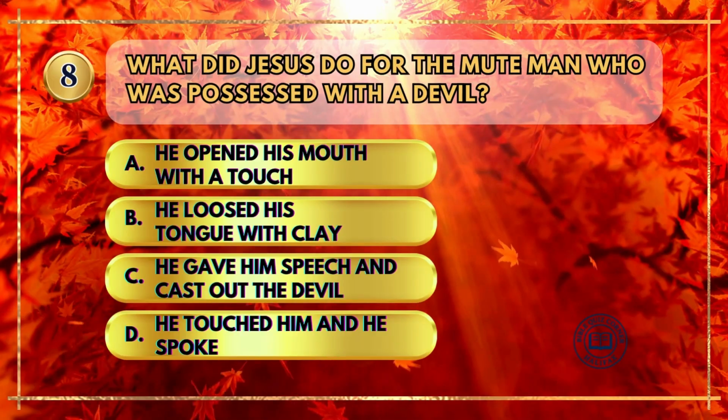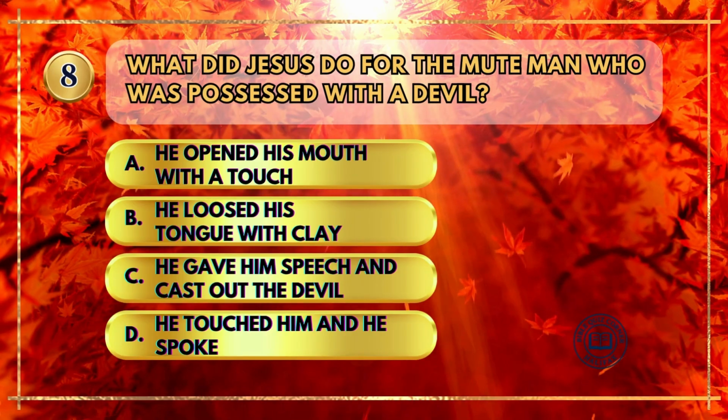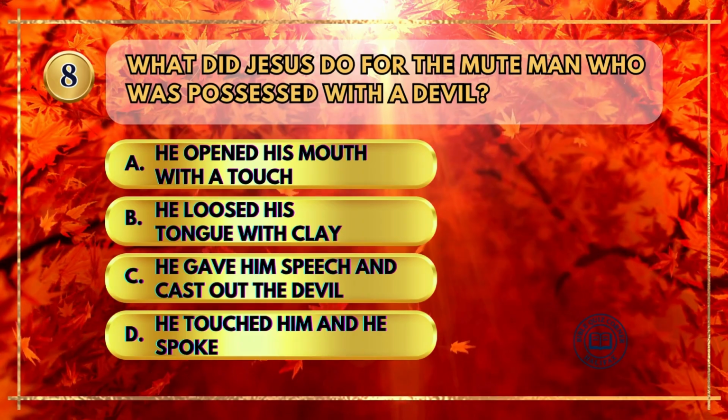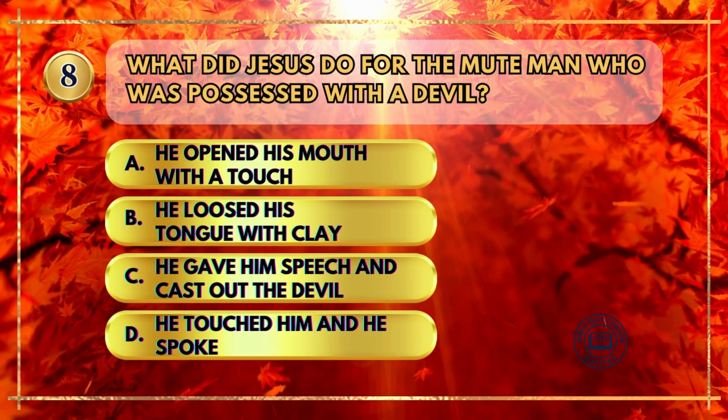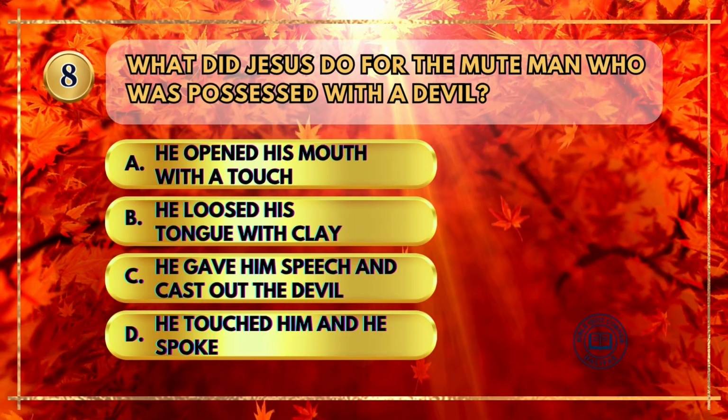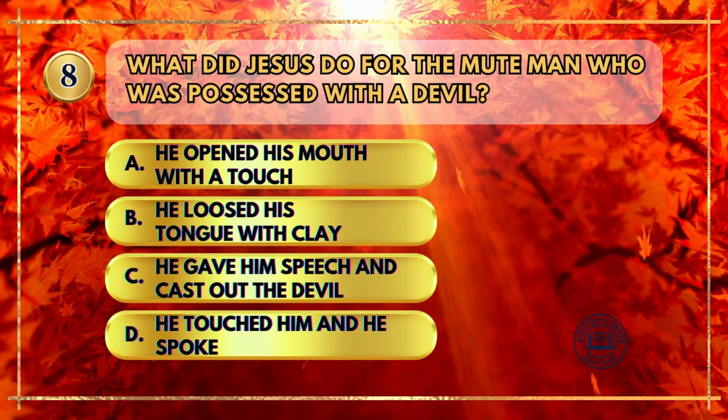Let's move to question 8. This one's a powerful deliverance. What did Jesus do for the mute man who was possessed with a devil? A. He opened his mouth with a touch. B. He loosed his tongue with clay. C. He gave him speech and cast out the devil. D. He touched him and he spoke.